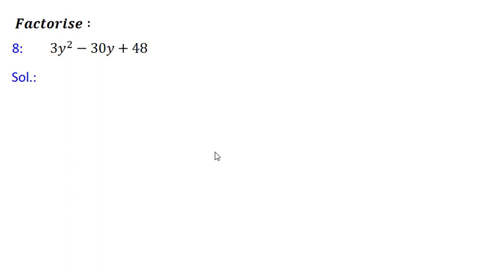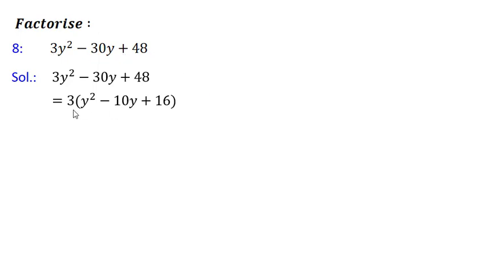So now you can try these problems yourself. What you have to do, you have to first multiply a with c. So 3 into 48 you multiply and then you have to find two factors such that their addition is minus 30. Or what you can do, you can see if there is anything common. So 3 you find is common. So take 3 out. Now you have y square minus 10y plus 16. Now this is a little simpler expression than this 3y square minus 30y plus 48.